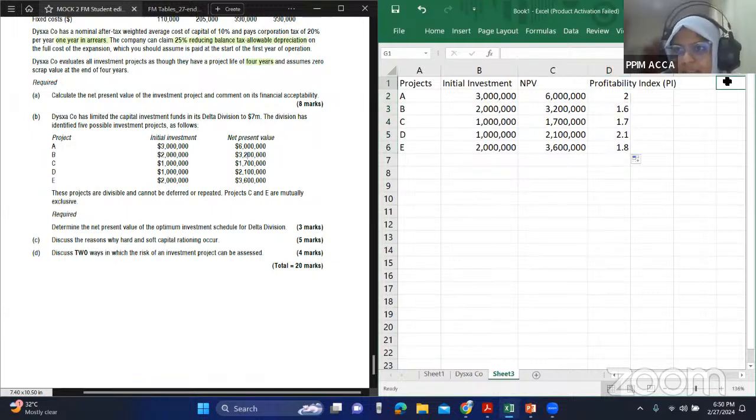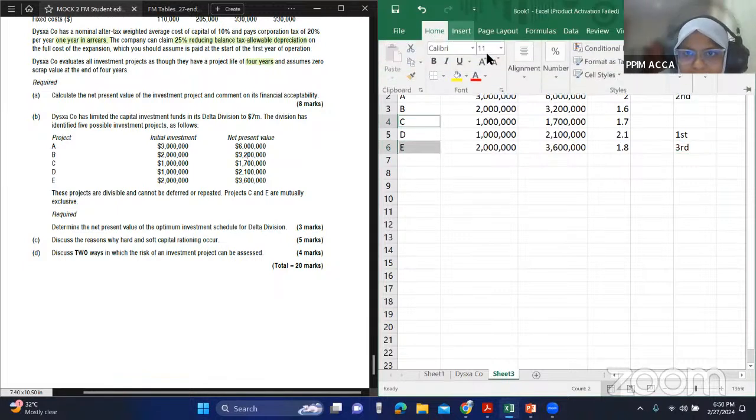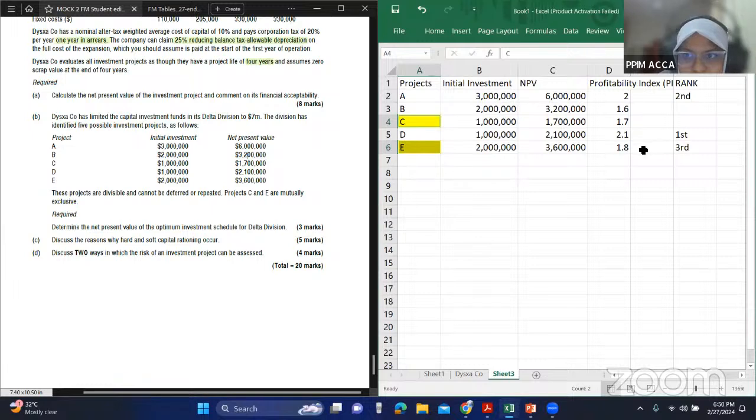Now you have to rank the projects. How do we rank it? The highest profitability index goes with rank 1. In this case, the highest is 2.1, so that is rank 1. The next one is 2, the second. Then the third is 1.8. Now you have to be careful here because E and C, they told us, are mutually exclusive. So if you do E, you can't do C.